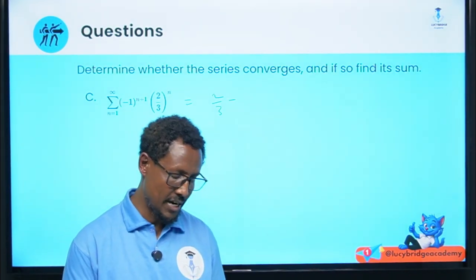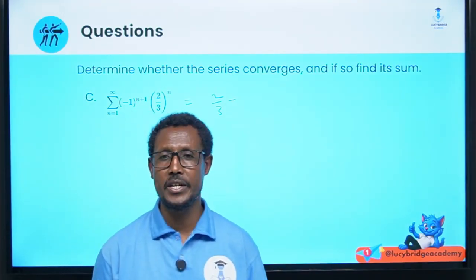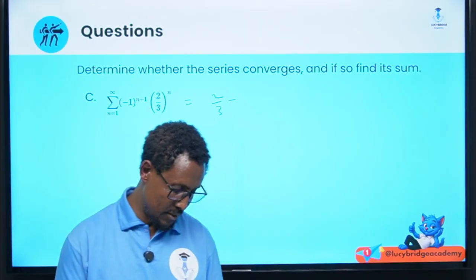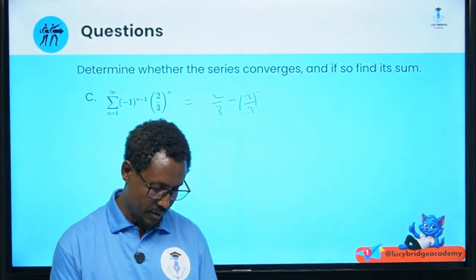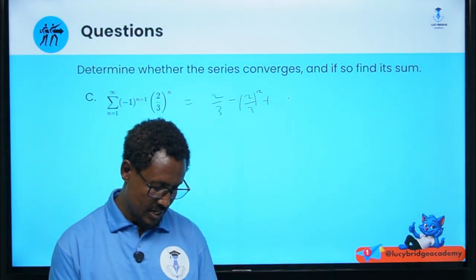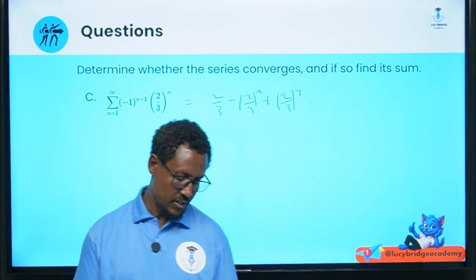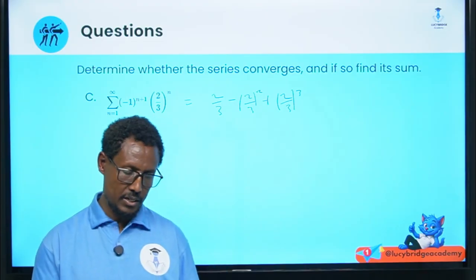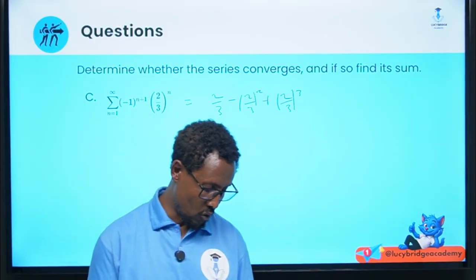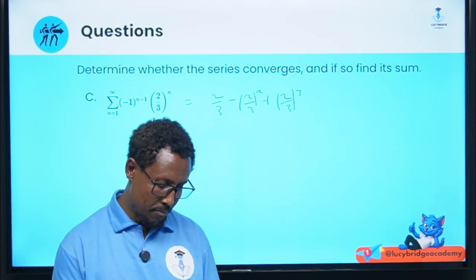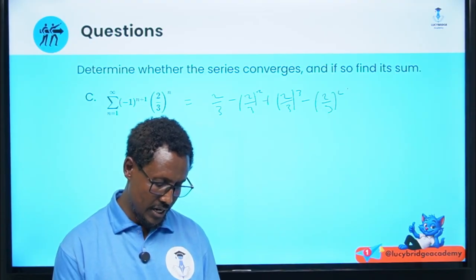The second term is minus, because n is 2. Minus 1 to the power of 3 is minus 1. Okay, minus 1 times (2 over 3) squared, plus (2 over 3) cubed. The third term is minus 1 to the power of 3 plus 1, which is minus 1 to the power of 4, positive, which is plus, so it will be 2 over 3 to the power of what? 3 minus 2 over 3 to the power of what? 4, and it continues like this.